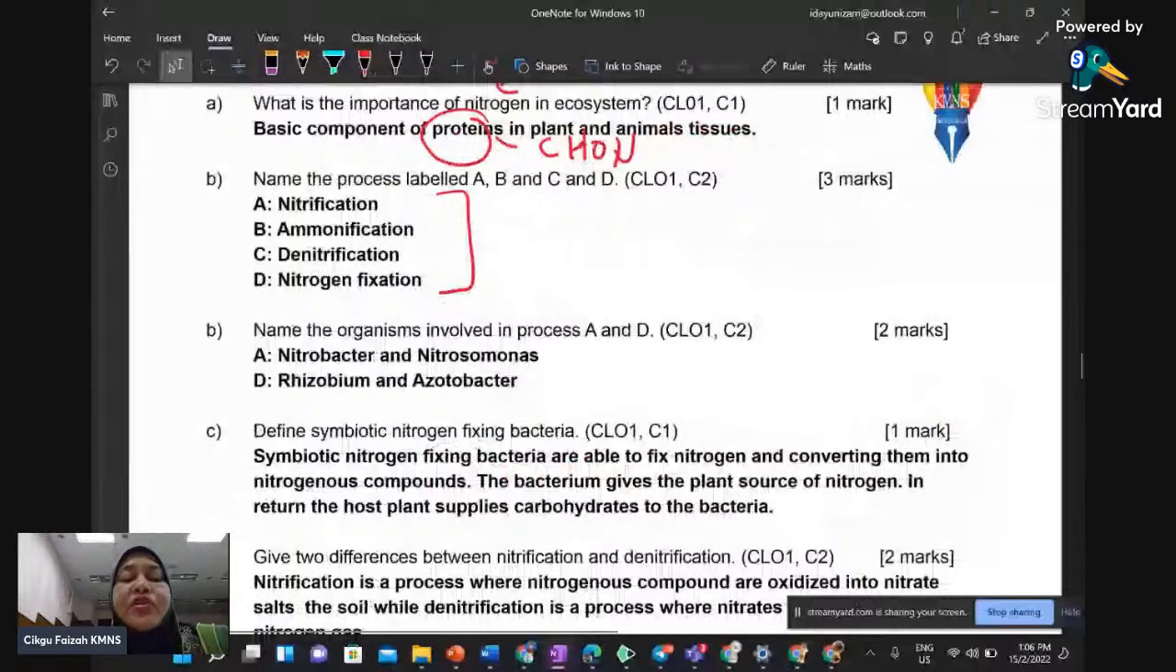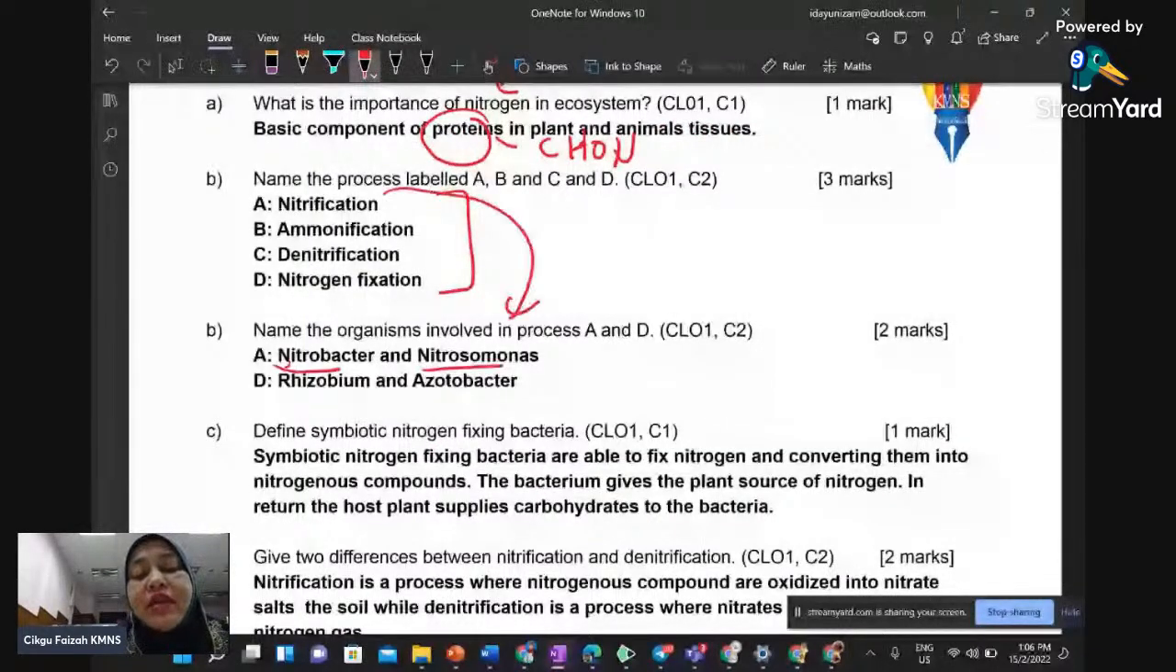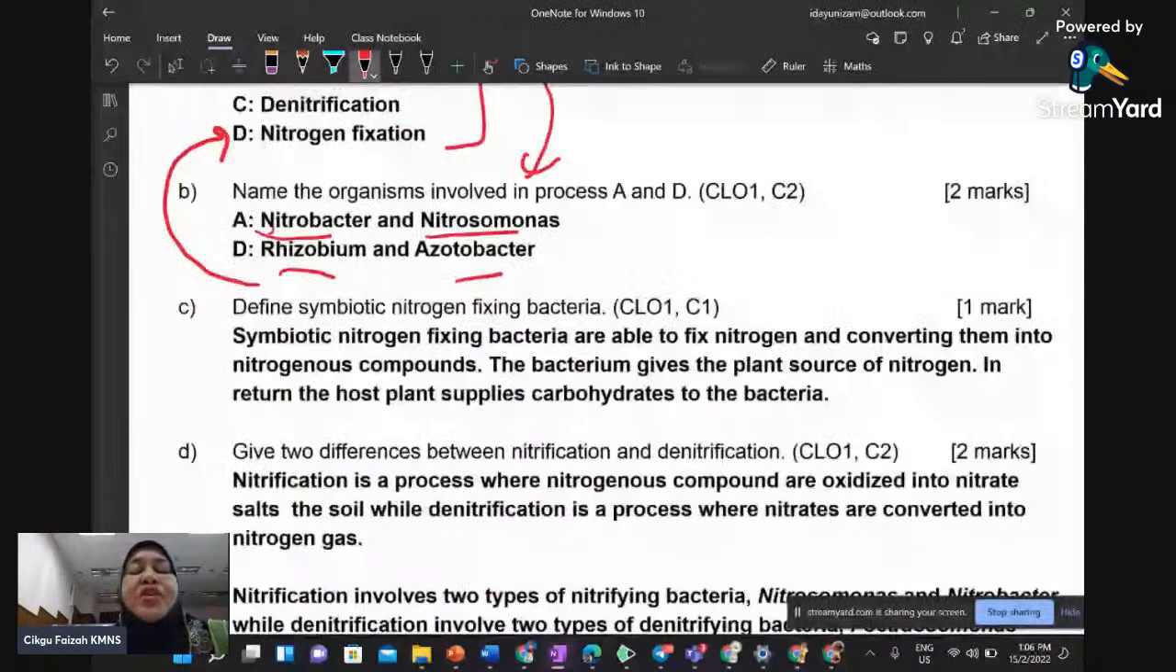Okay, so what are the names of the organisms that are involved during A and D? A ni lah, this is bacteria kelas. So bila cikgu type, cikgu kena italic-kan. Nitrobacter, Nitrosomonas, okay, right sini. Rhizobium and Azotobacter untuk D. Okay, so ini cikgu rasa a very popular organism, very popular organism.